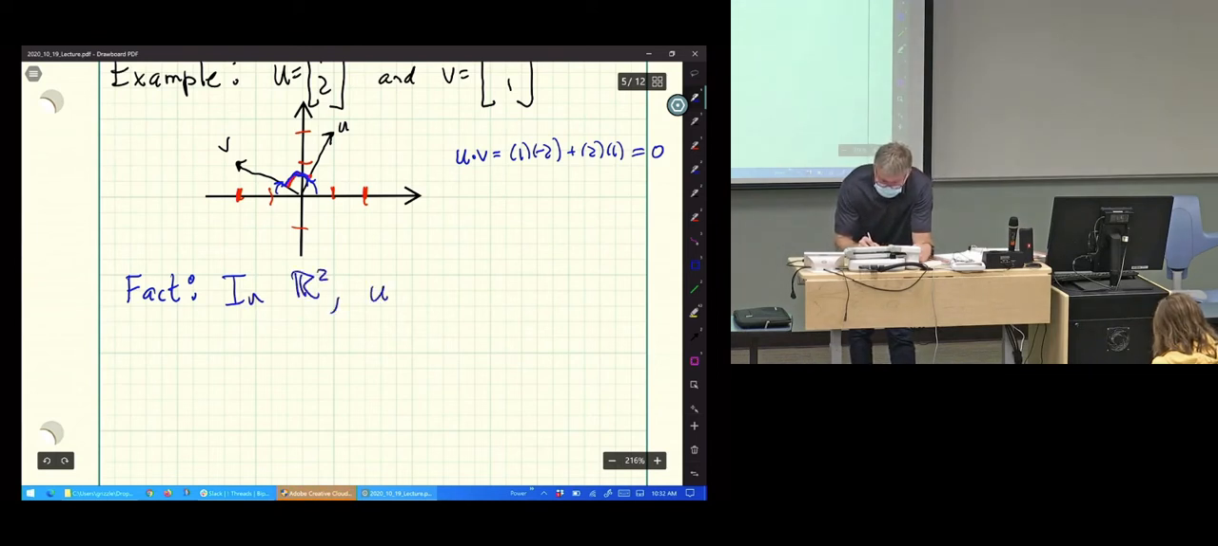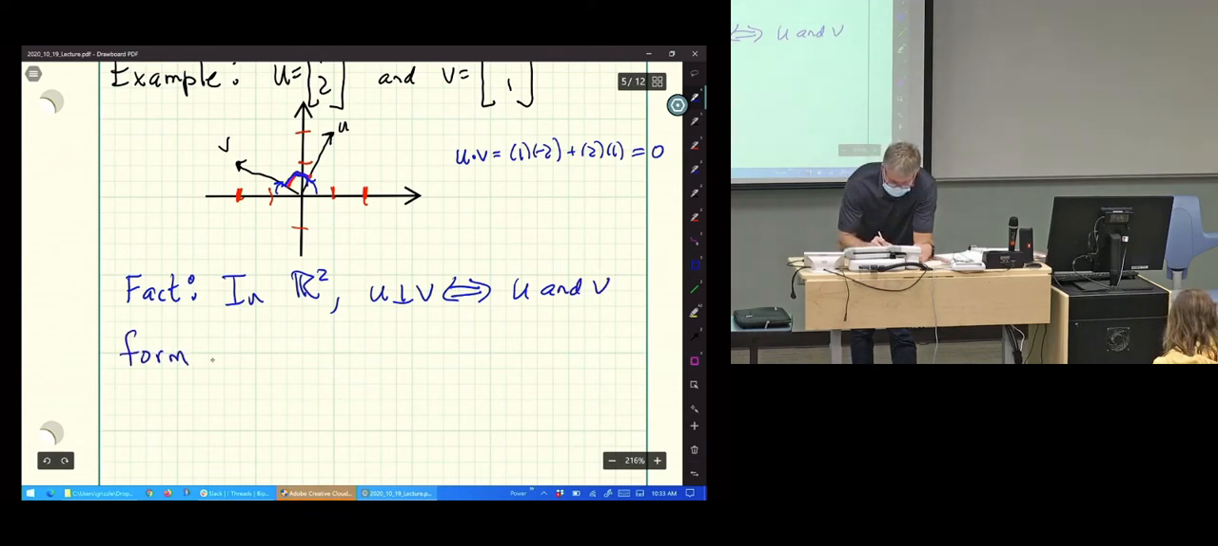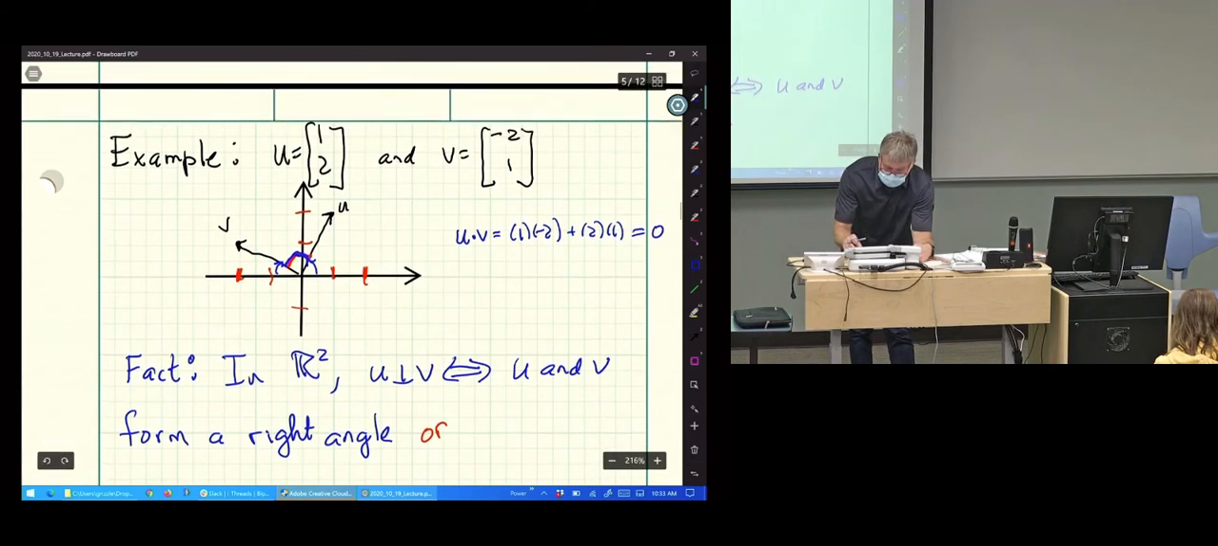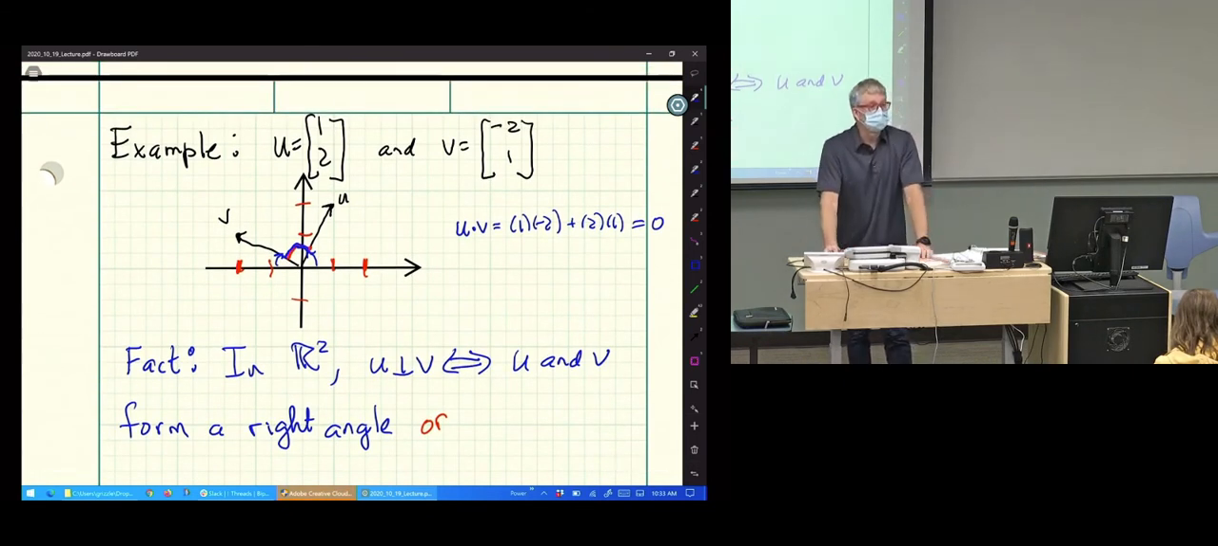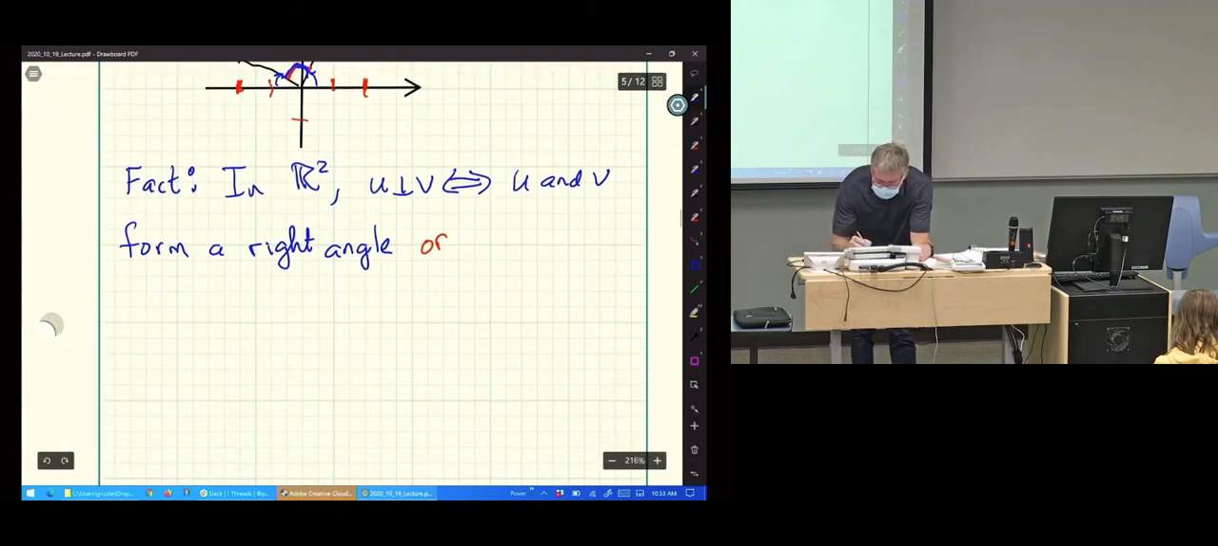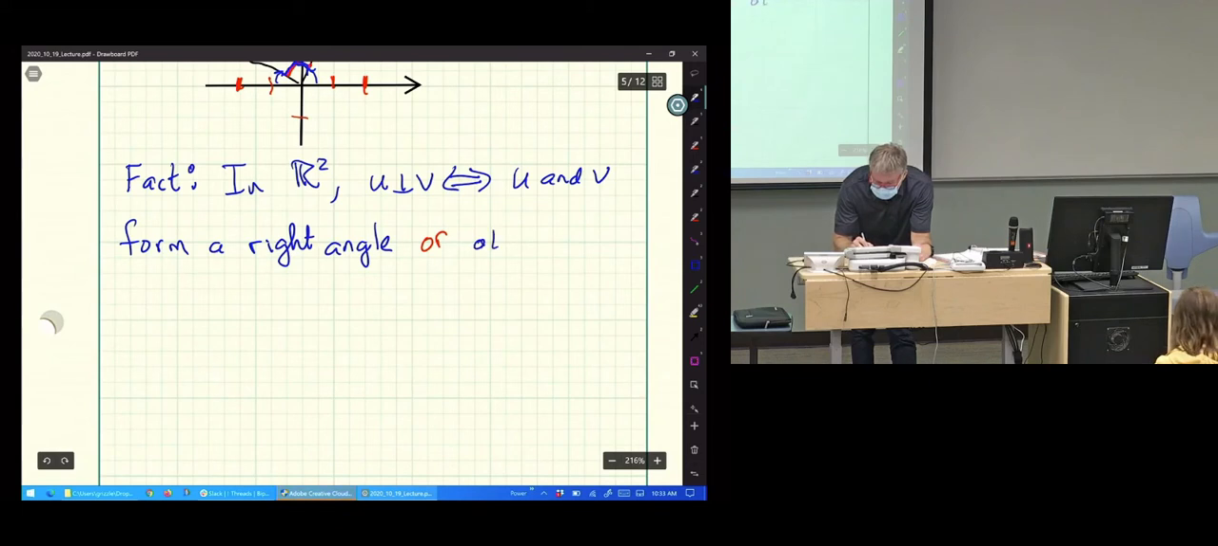In R2, U is perpendicular to V if and only if U and V form a right angle. Or, if one of these is the 0 vector, guess what? U dot V is 0, okay? Or at least one of the vectors is the 0 vector. They could both be.